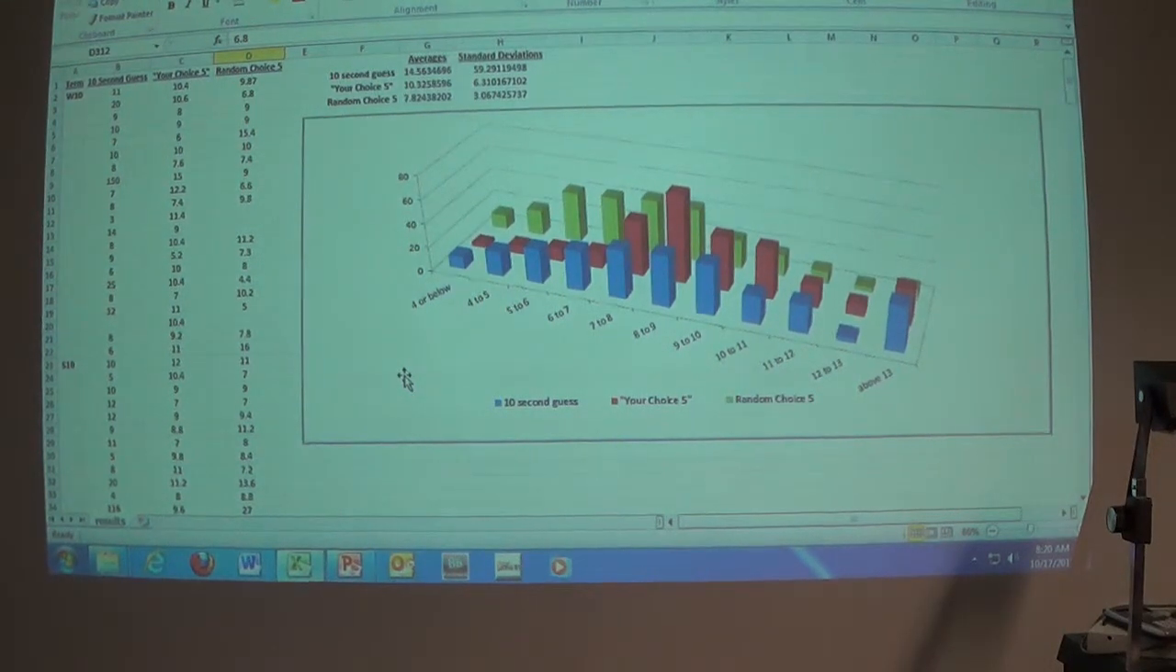So can you kind of see what's going on? I didn't know the best way to do this. A 3-dimensional histogram isn't ideal, no problem, but it is, I think, the best way of looking at 3 simultaneous histograms. So comment, friends, from blue, which is the 10-second guess, to red, which is the Your Choice 5, to green, which is the random number generation. Comment on the shape of these curves. Comment on the location of these curves. What do you think's happening?